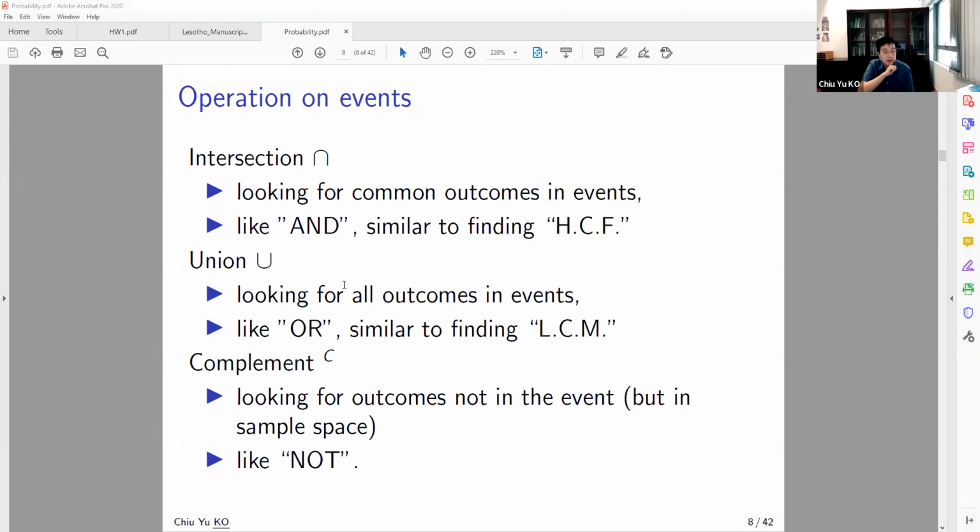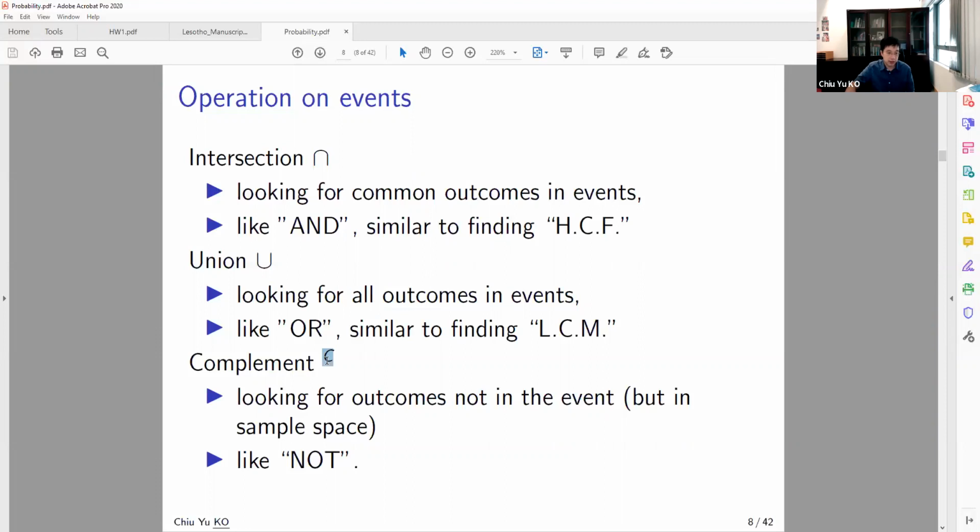The next thing is what we call operations on sets, or operations on events. This symbol, like an inverted U, is called intersection. Find the common elements, like finding the highest common factor. Later, we will see an example of what it means very clearly. Union looks for all possible outcomes in both events. It's not the common ones, it's looking for all, similar to finding the lowest common multiple. It will be clear what is going on in the following example.